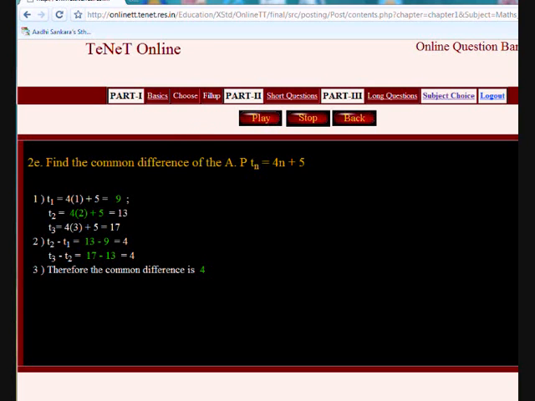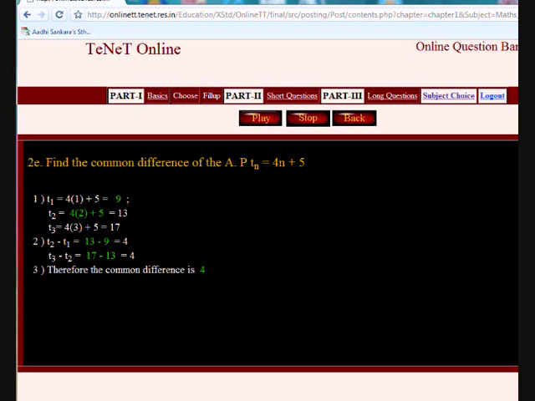Question. Find the common difference of the arithmetic progression Tn equal to 4n plus 5. Answer. Here the nth term Tn is given, Tn equal to 4n plus 5. With this we can find the first term, second term, third term, and so on. When n is equal to 1, the first term T1 equal to 4 into 1 plus 5 equal to 9. The second term T2 equal to 4 into 2 plus 5 equal to 13. Third term T3 equal to 4 into 3 plus 5 equal to 17. Like this we can find the other terms too.